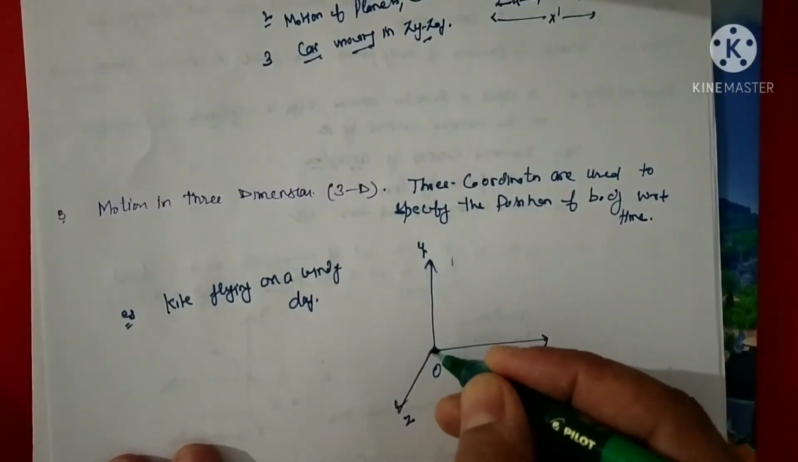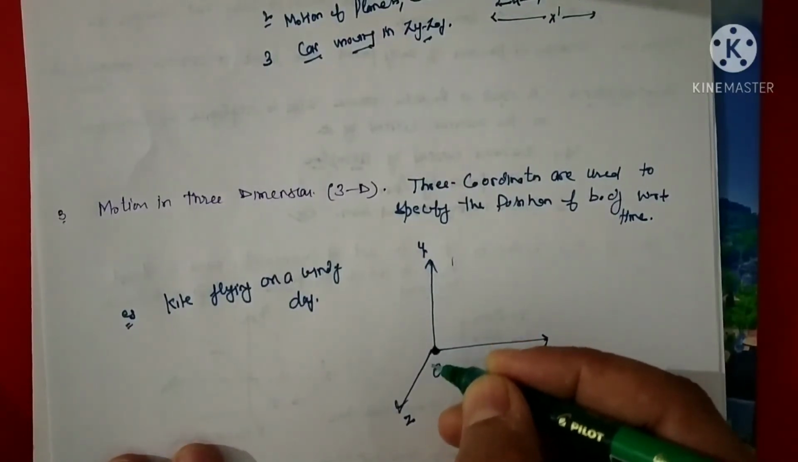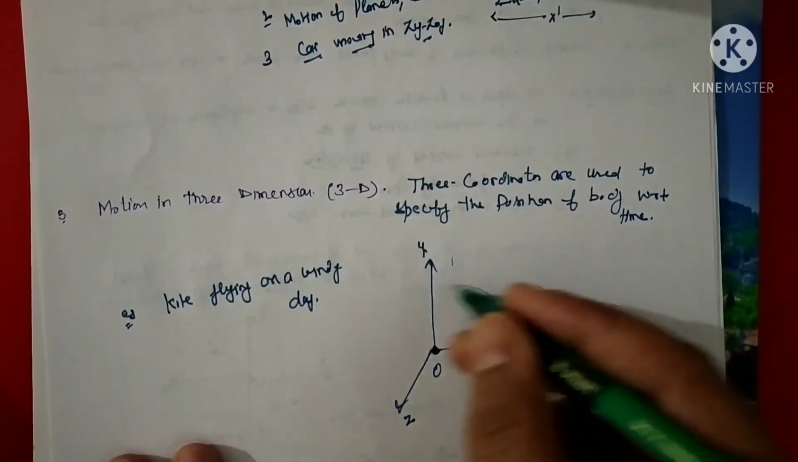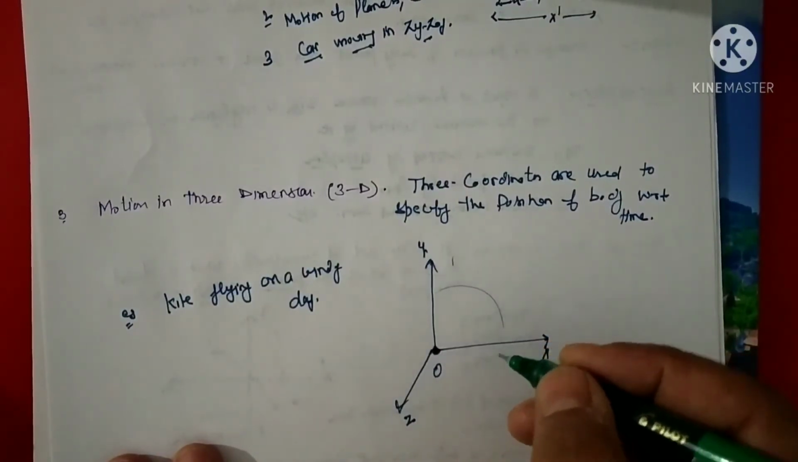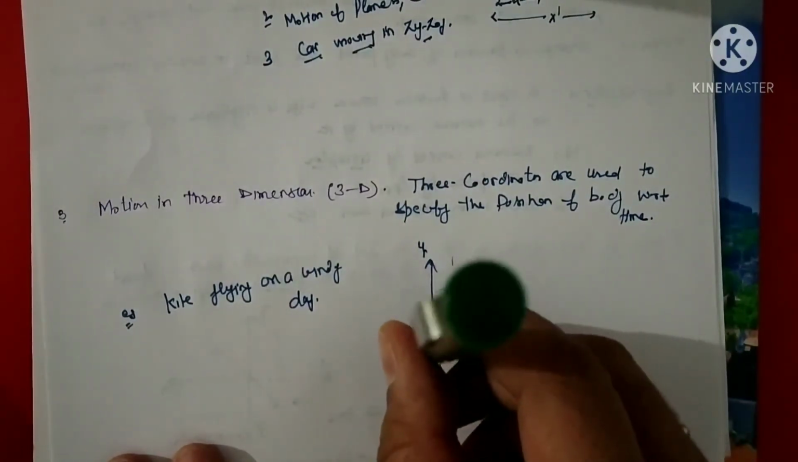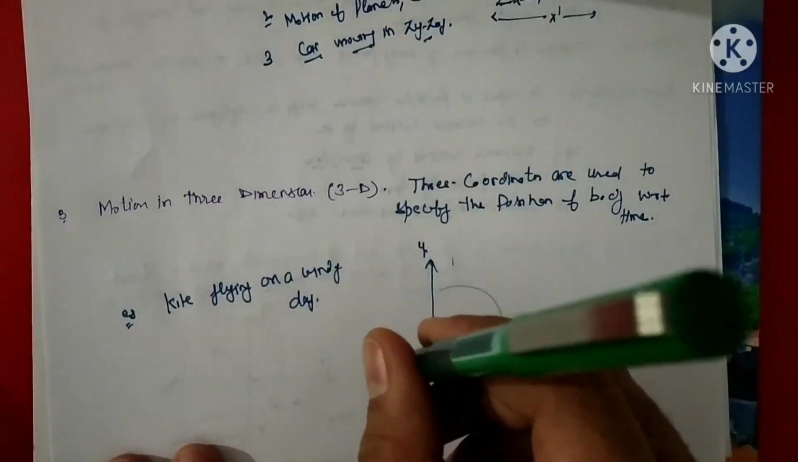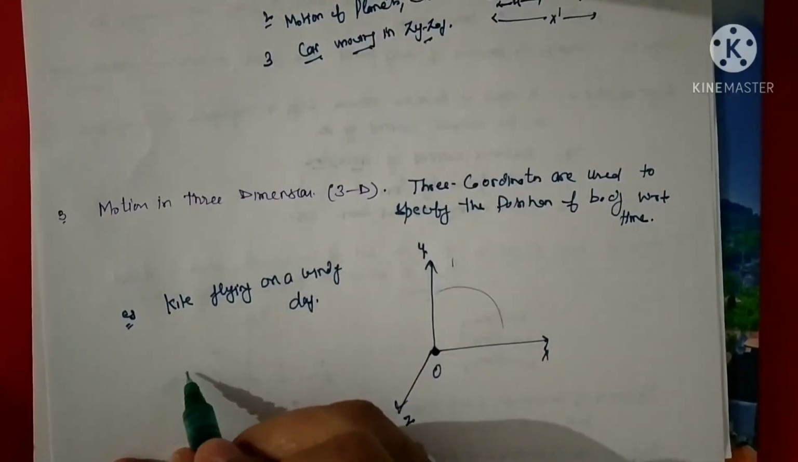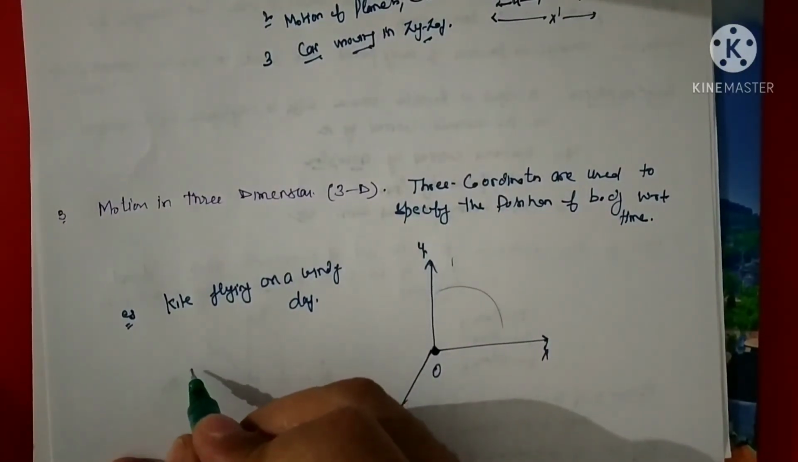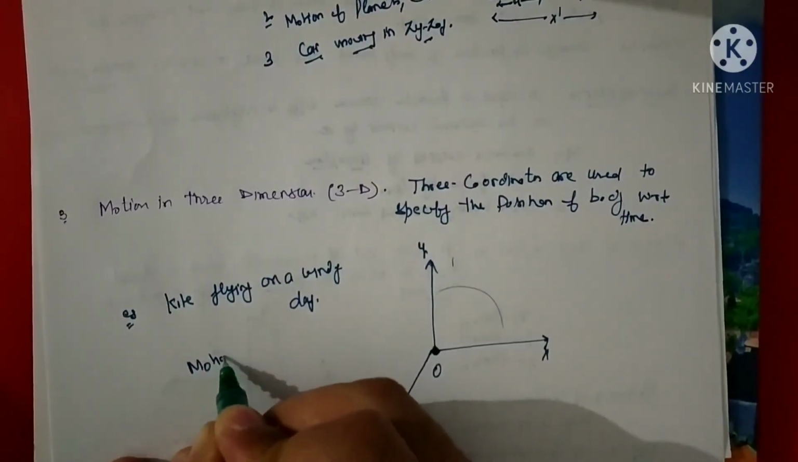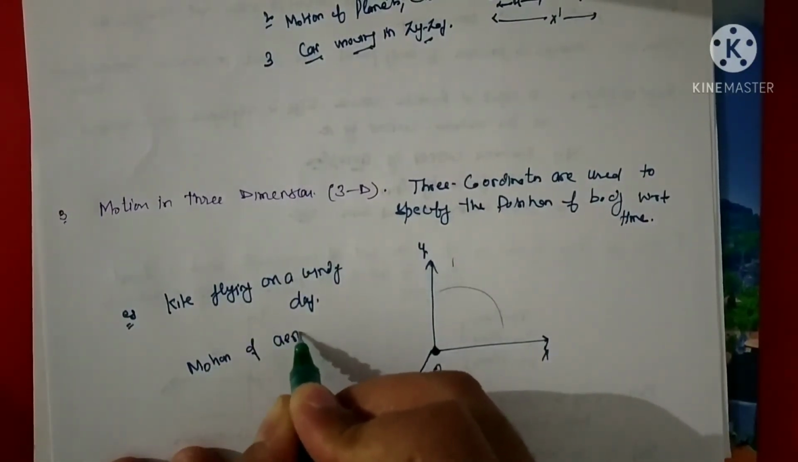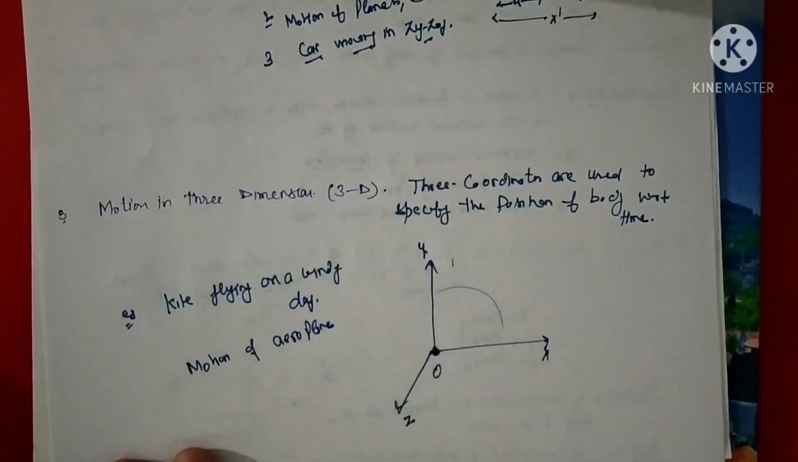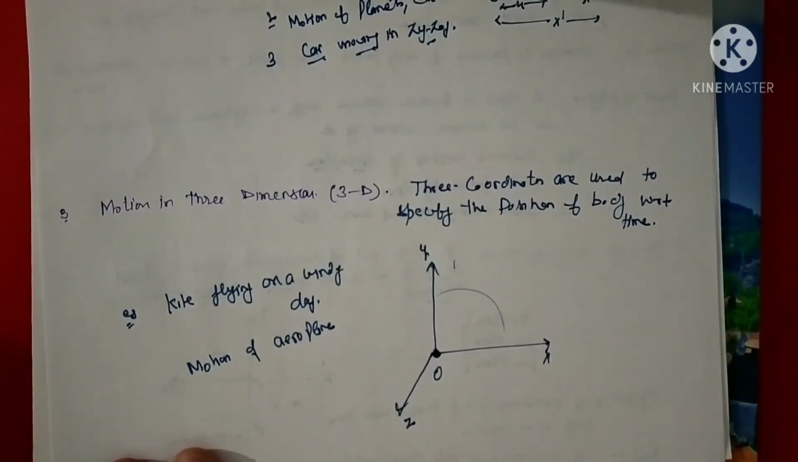Here on paper we cannot represent it. On paper there is only a two-dimensional picture we can show. But actually three-dimensional motion involves the vertical axis. That is the kite flying on a windy day, that is three-dimensional motion. Similarly, we can say the motion of an aeroplane is a three-dimensional motion.